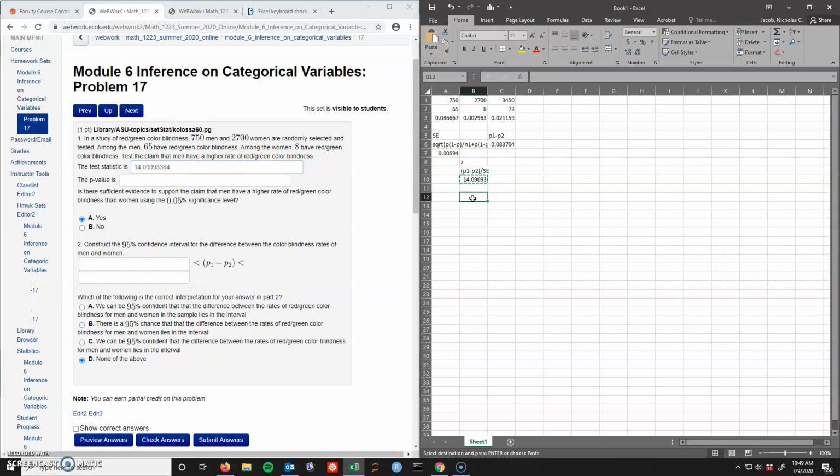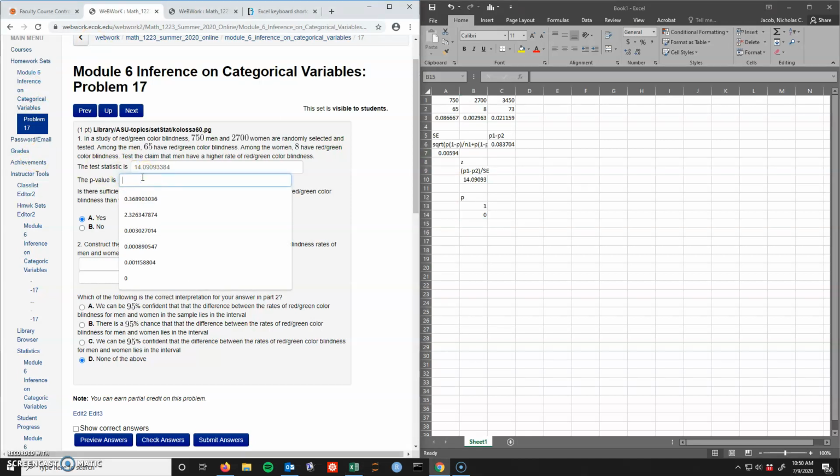Let's go ahead and convert that to a p-value while we're here. So the p is norm dot s dot dist. I give it the z value and I tell it yes, I want that to be cumulative. Gives me a p-value of 1. Remember though, I want the tail, so I should do equals 1 minus that value. And I get a p-value of 0. Now, normally we don't report p-values of 0. We say something like less than 0.001. But here I think WeBWorK is going to take 0. Actually, I know WeBWorK is going to take 0.